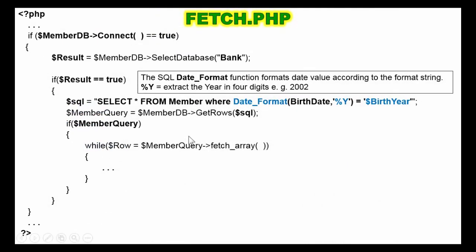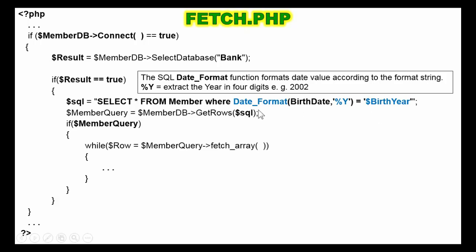This is the continuation of the code from the previous slide. If the connection of the server name localhost, username root, and empty password is a success, then it selects the database name bank. To search for records that match the given birth year, we issue an SQL query: select asterisk from member where date_format(birthdate, '%Y') is equal to $birthyear.